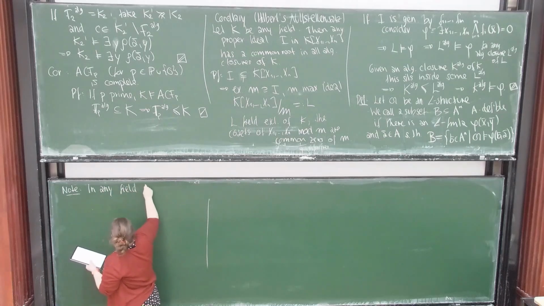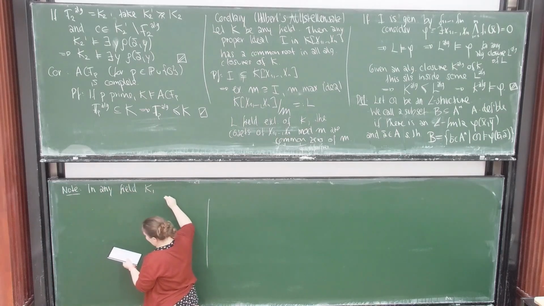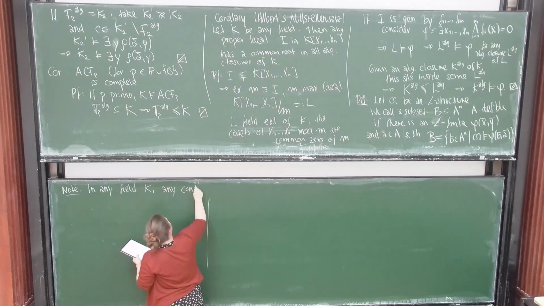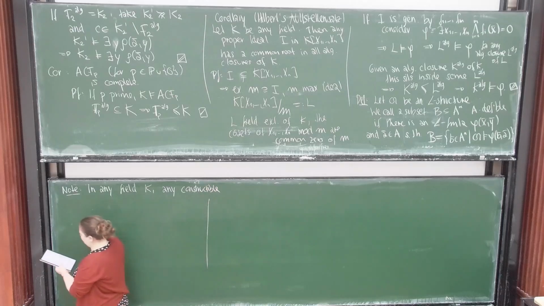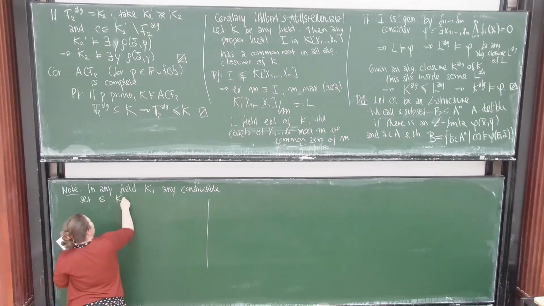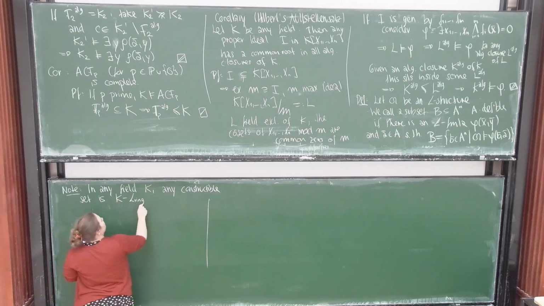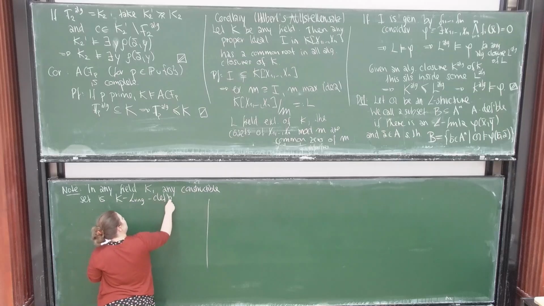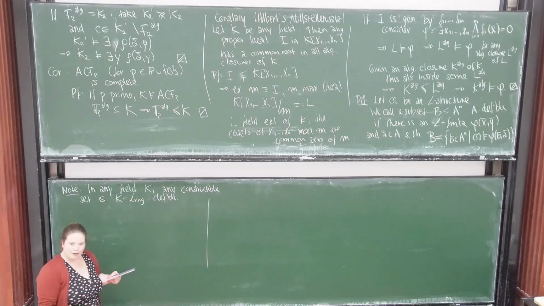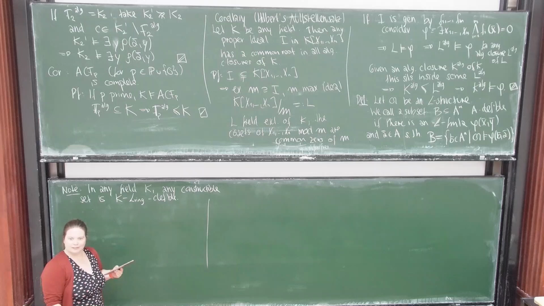In any field K, any constructible set is K-ring definable. So a constructible set is a Boolean combination of zero sets of multivariable polynomials.